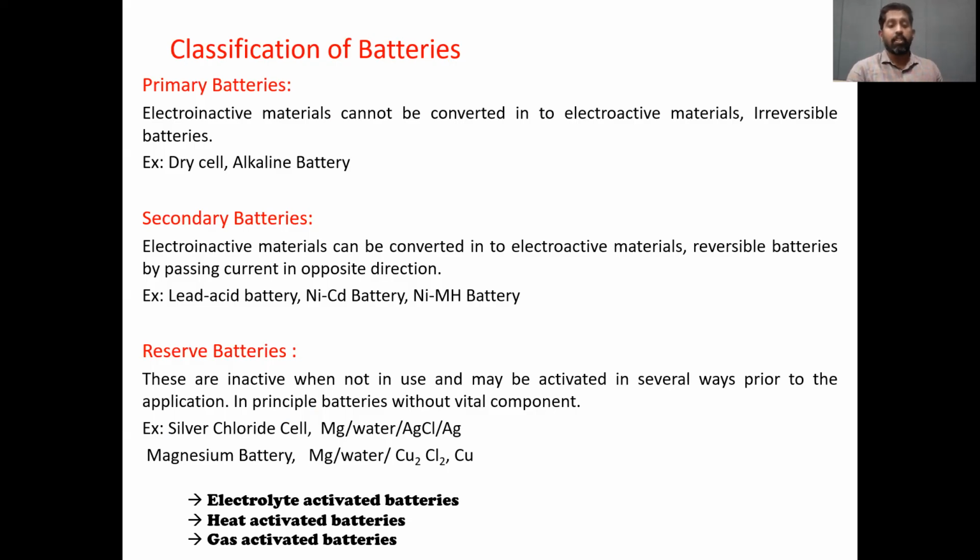For example, we have the silver chloride cell, where the seawater we use is the component that is missing. When we want it, we add that and activate these batteries, like the magnesium battery. Point to be noted: one component will be missing, and prior to requirement we add it and make it active. There are different types: electrolyte activated batteries, heat activated batteries, and gas activated batteries. So keep in mind three classifications: primary batteries, secondary batteries, and reserve batteries.